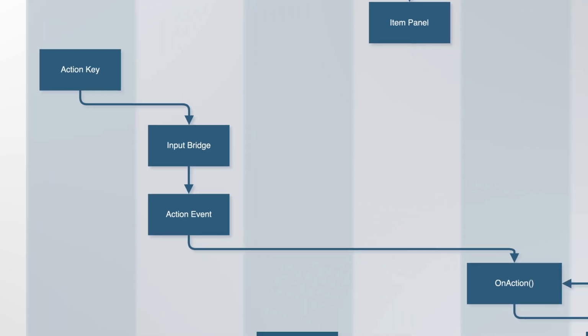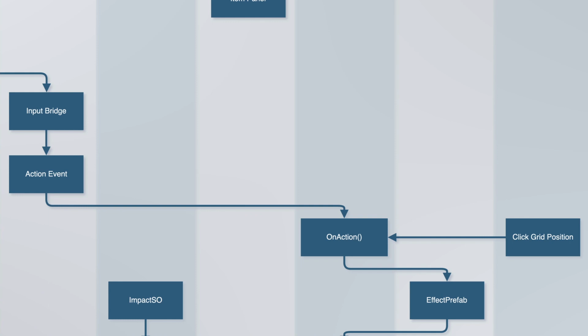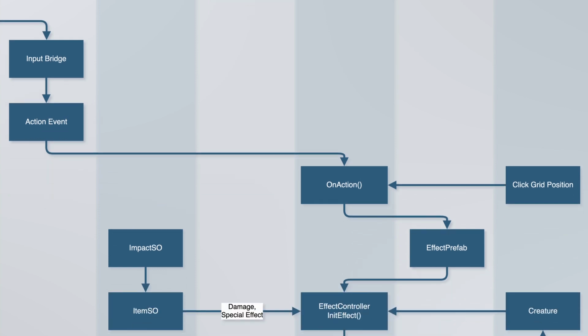A script that handles all grid interactions, like movement and so on, is listening to this event, and when this event is triggered, it will check the grid position on which the mouse cursor was at that moment. So now we know that the player is firing a weapon and at which position in the grid he's firing it. We will now spawn the effect prefab, which adds a game object to the scene with a mono behavior attached, the effect controller.